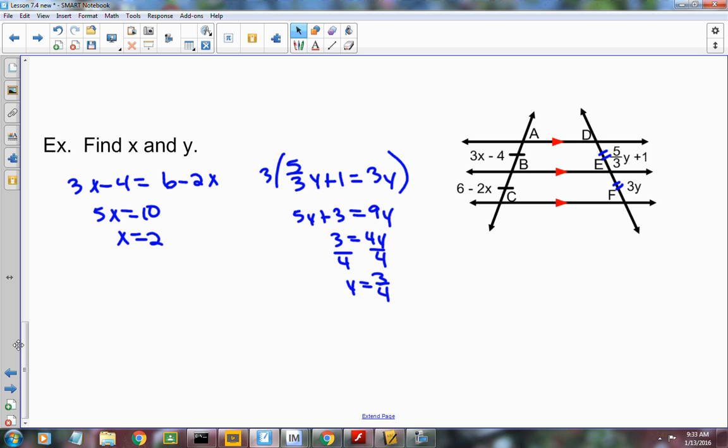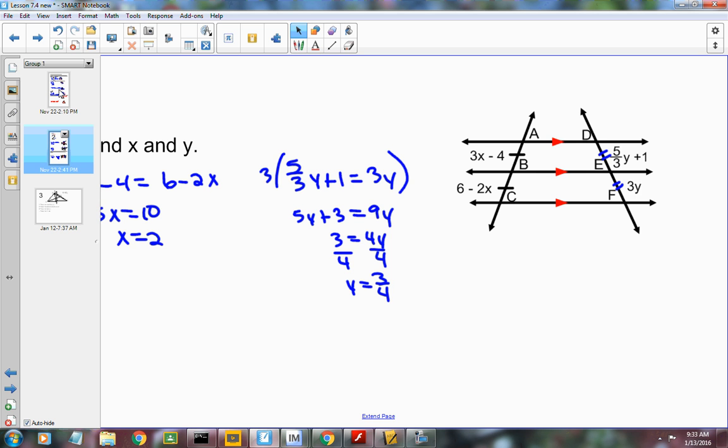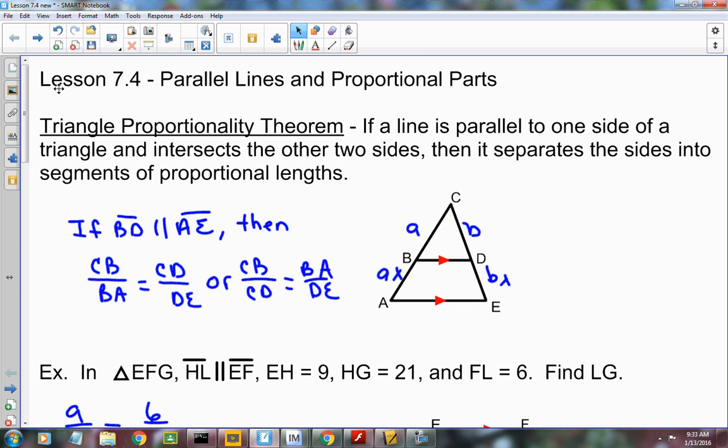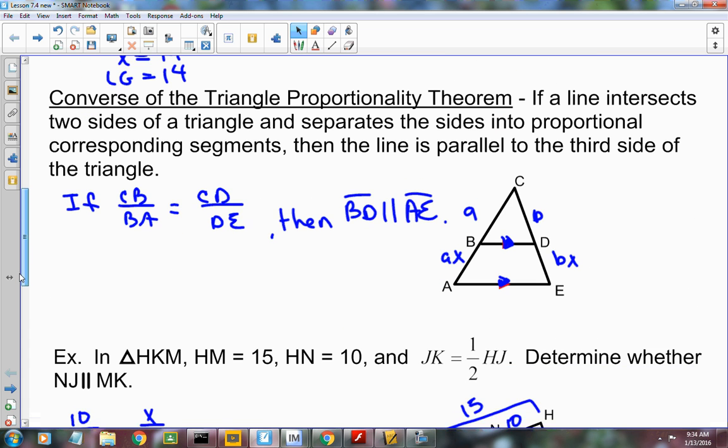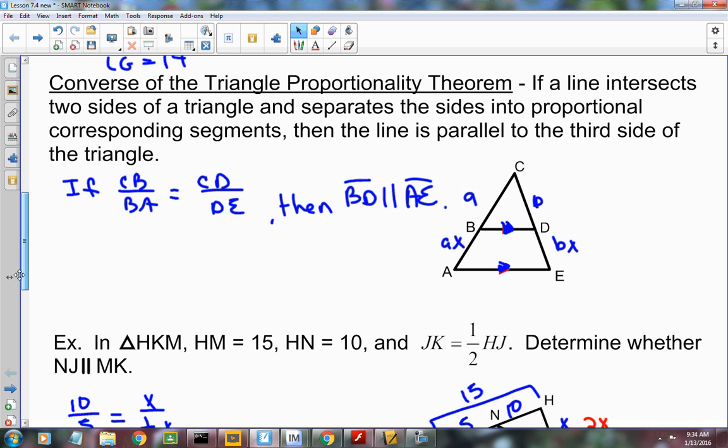Okay, so real quickly, let's recap this. The triangle proportionality theorem said that if you have a segment of a triangle that's parallel to the third side and it intersects the two sides of the triangle, what does it do to those sides it intersects? It breaks them into proportional lengths, right? And then the converse of that's true. If you have a segment that breaks those sides into proportional lengths, then what's its relationship to the third side? It's parallel, okay?